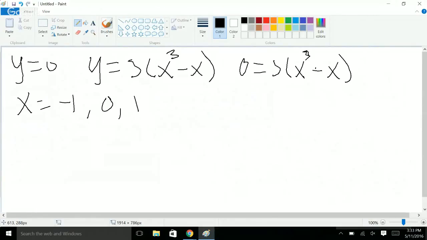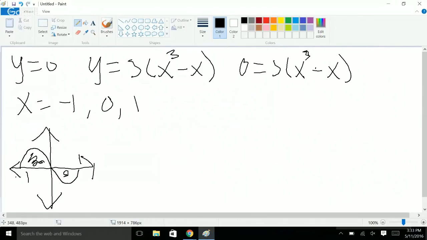Then we graph. And the graph looks like this. Just being negative 1. So from negative 1 to 0, y equals 3 times x to the third minus x is on top, but from 0 to 1, it's on the bottom. Therefore, we have to have two separate integrals.